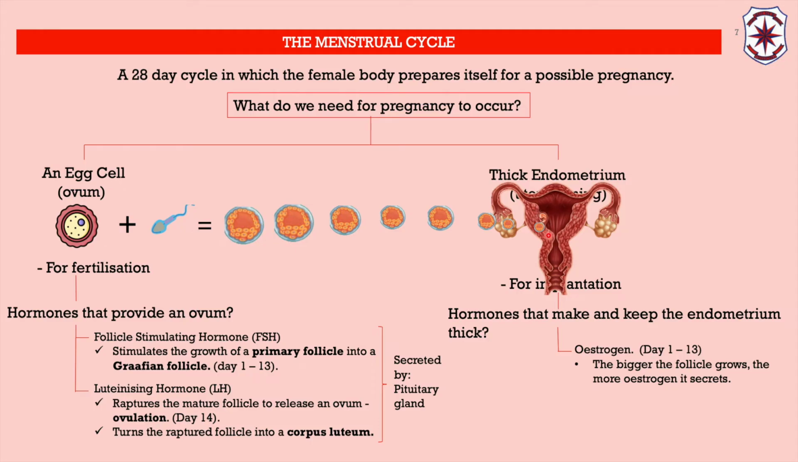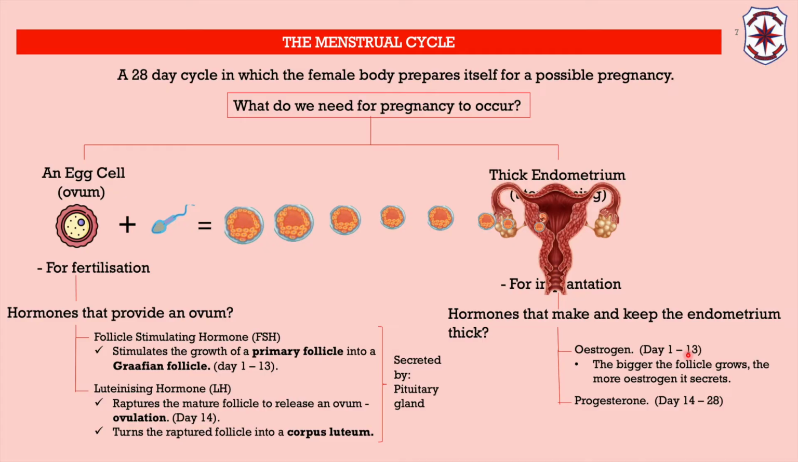Estrogen starts the process of making the endometrium thick. The endometrium starts off as very thin, and then from day 1 to day 13, the estrogen is secreted by the growing follicle. Remember, we said that primary follicles are stimulated by FSH to grow into a growing follicle. The bigger the Graafian follicle grows, the more it secretes estrogen. What estrogen does is that it thickens the endometrium from day 1 to day 13.